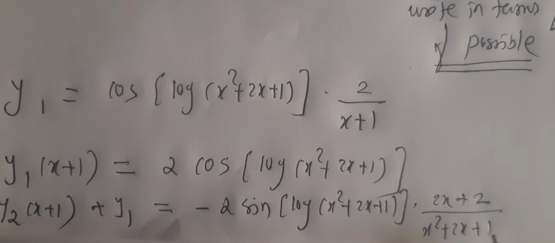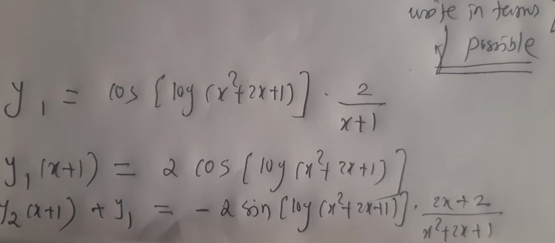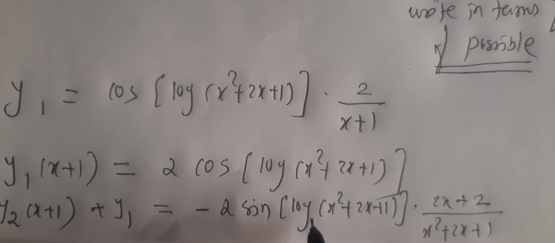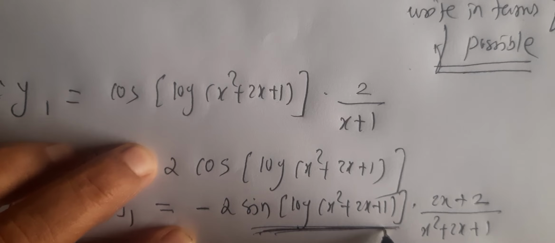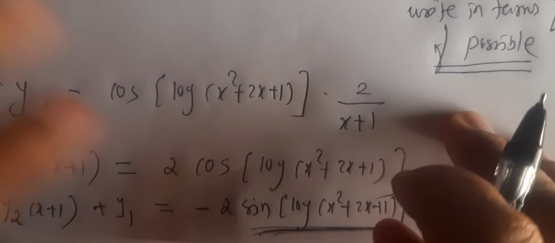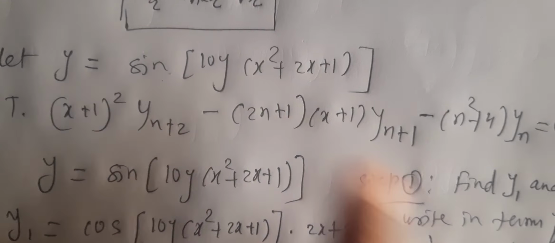Again, 2 is common, x plus 1 is cancelled, fine, we can do the simplification. But you can see here this is minus 2 sine of log of x square plus 2x plus 1, and you can see this part is nothing but y. This is our given y. You can check it. Our given y is sine of log of this.